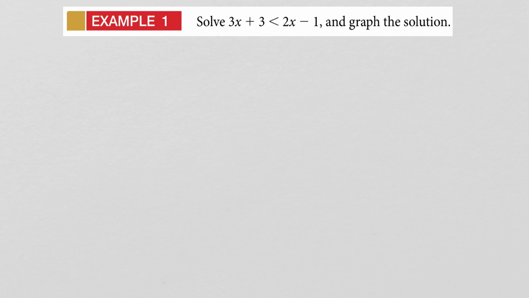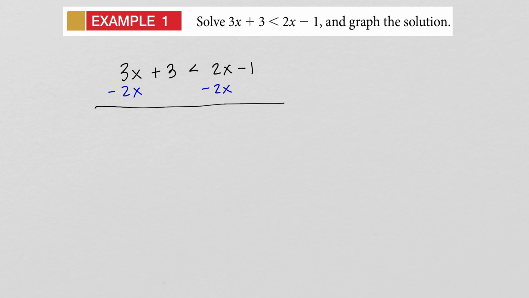So we have the following, and the general strategy is that we would like to get all of the variables on one side of the inequality and the numbers on the other side. So here I can subtract 2x from both sides. This is a property of inequalities. 3x minus 2x is x, and on the other side you have negative 1, and the inequality stays the same.